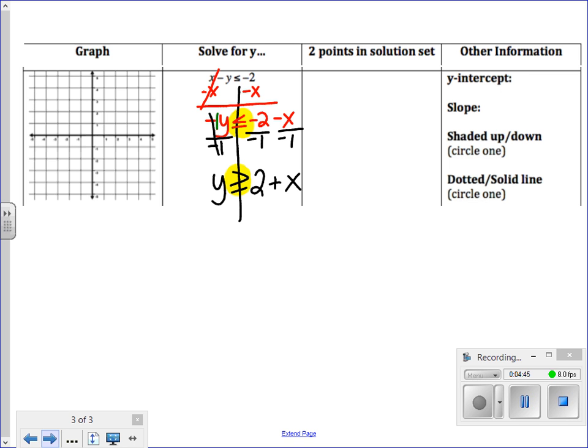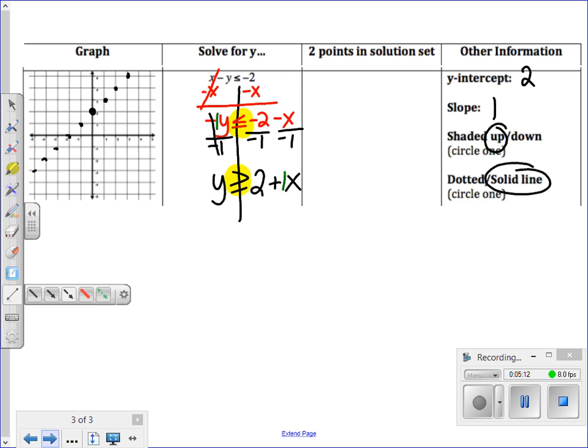From there, I get that the y-intercept is 2. I have a slope of 1. Remember, the number in front of x here is 1. I'm going to shade above because it's greater than, and I'm going to use a solid line. So let's do our last one. Y-intercept of 2. Then I'm going to go up 1 over 1 for a slope of 1. I have a solid line, and then I'm going to shade above, which is this whole region up high.